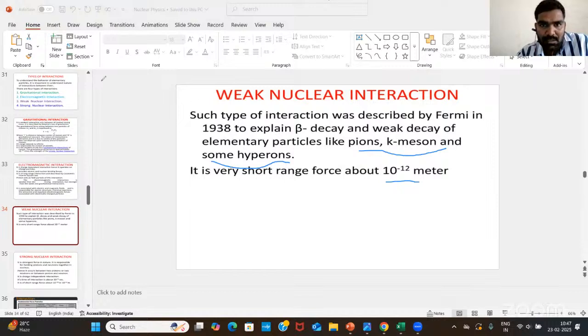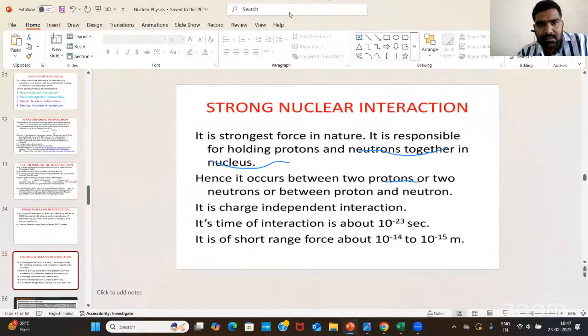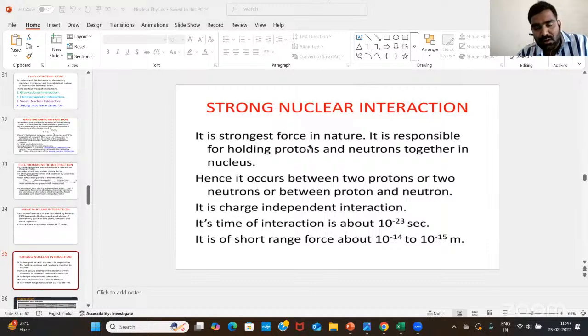Okay. Next, we are going to discuss the last one, that is strong nuclear interactions. We have discussed this in the earlier class. Strong nuclear interactions, it is the strongest force in nature. So these are the strongest of all the four nuclear interactions. First one is this one, and next one is electromagnetic interaction, and third one is weak interactions, and fourth one is gravitational interactions.